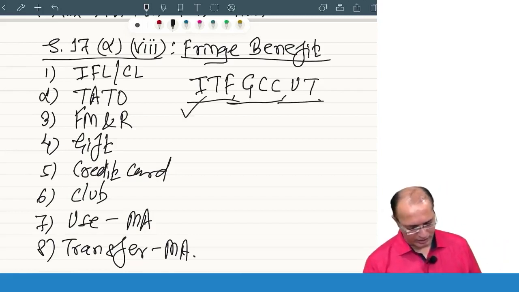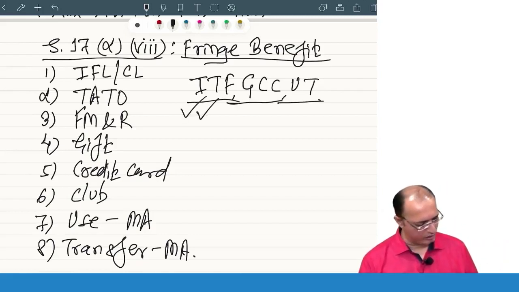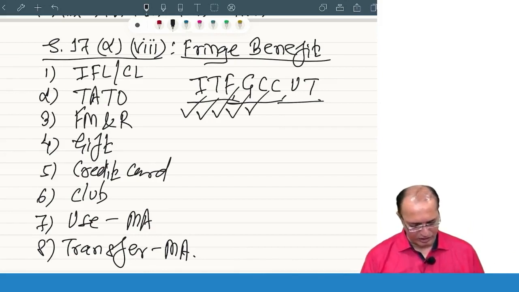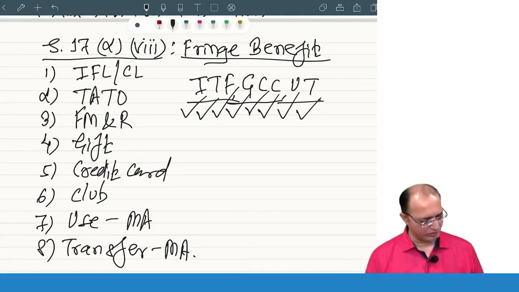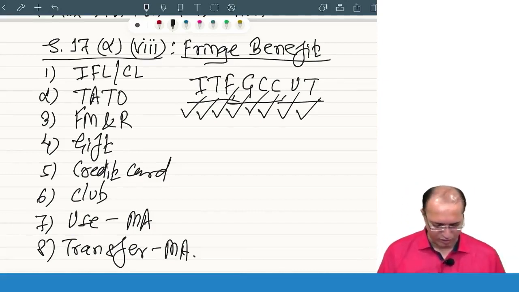So I is interest free loan, concessional loan. T is traveling, accommodation, touring, other expenses. F is free meal refreshment. G is gift. C is credit card facility. Next C is club facility. Second last is use of movable asset, and the last one is transfer of movable asset. So all these perquisites which we have discussed, you can remember in that particular order itself.